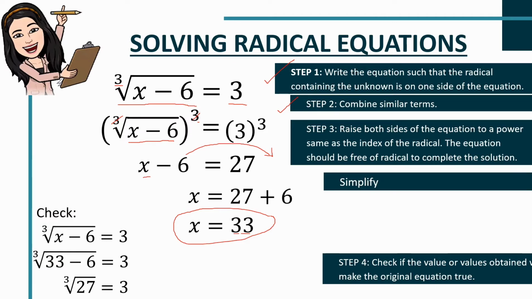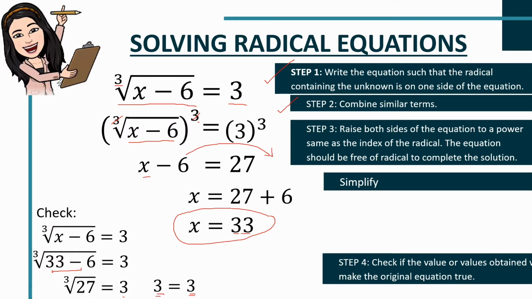33 minus 6, we have 27. And cube root of 27, saan po galing si 27? Ito po, sinimplify na. So we have 33 minus 6, we have 27. And cube root of 27 is equal to, okay, kung naaalala pa, what is cube root of 27? Yes, very good. That is 3. Tama ba?